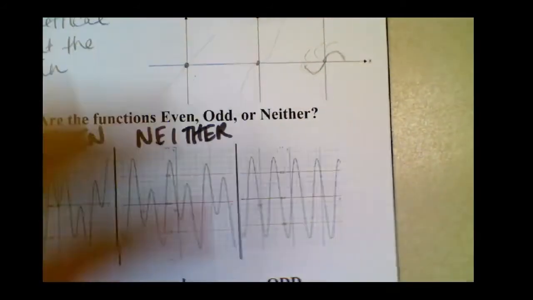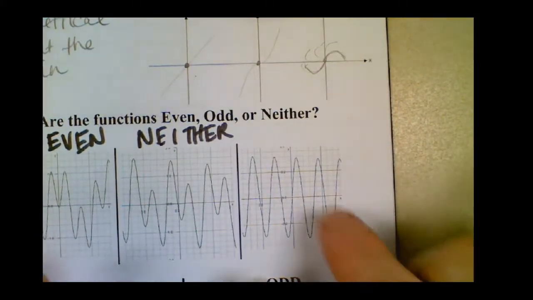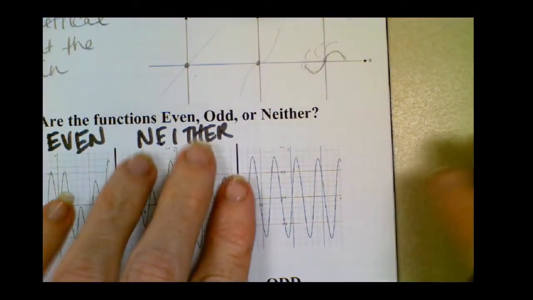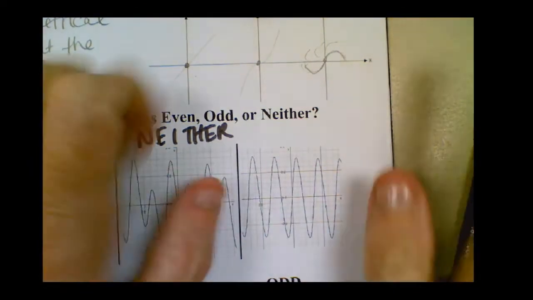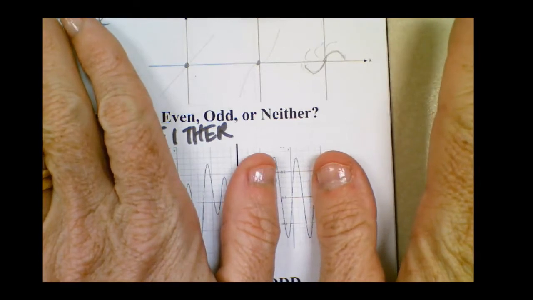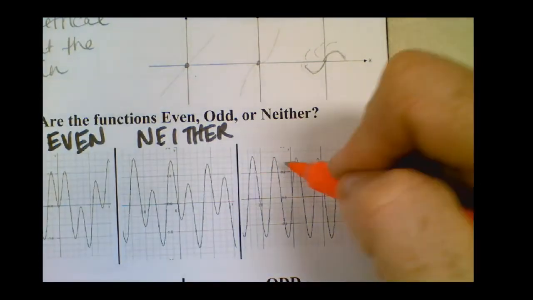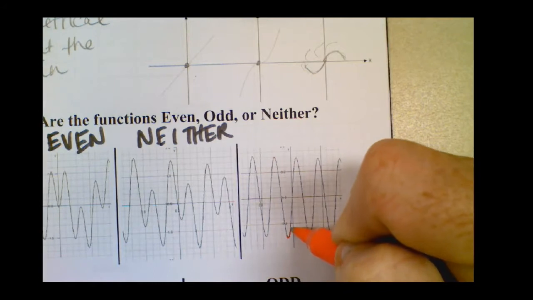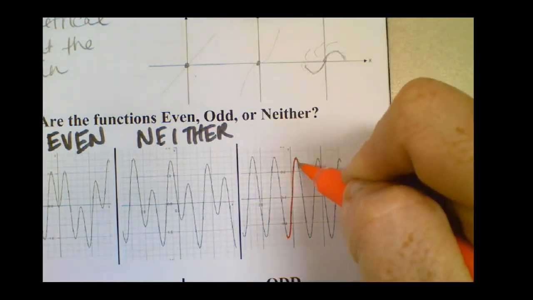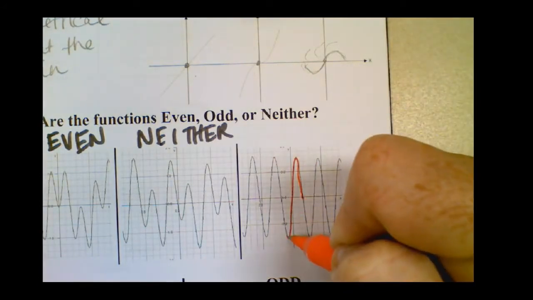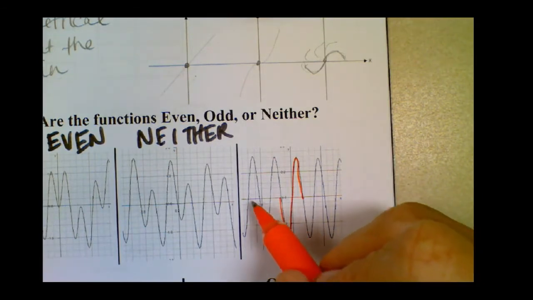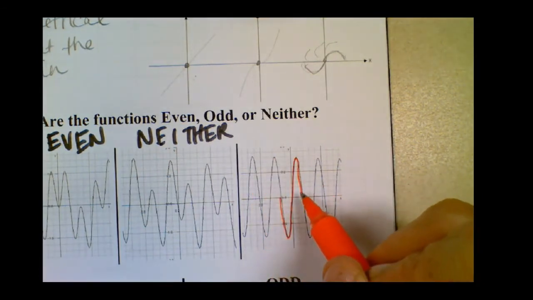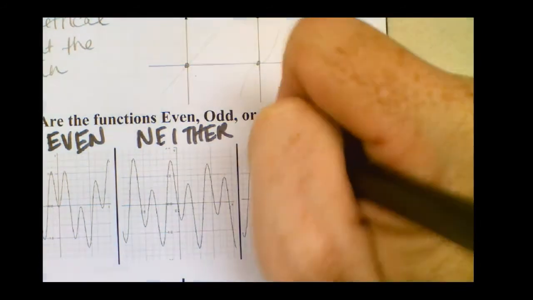And then our third function, you can really just cut this down since this is a repeating pattern. This is actually a sine function, so you can look at just one little section, from here to here. If I took this little part of the curve and rotated it around 180 degrees, it would end up here. So this is an odd function.